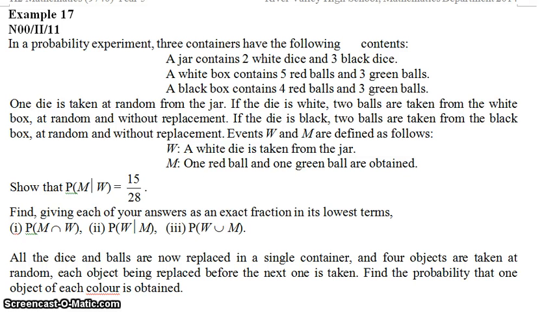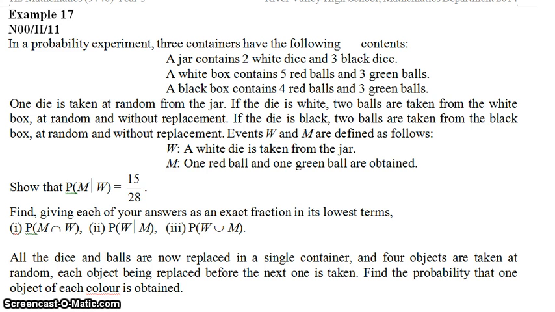Example 17. In a probability experiment, 3 containers have the following contents. There is a jar that contains 2 white dice and 3 black dice. There is a white box that contains 5 red balls and 3 green balls. A black box that contains 4 red balls and 3 green balls.